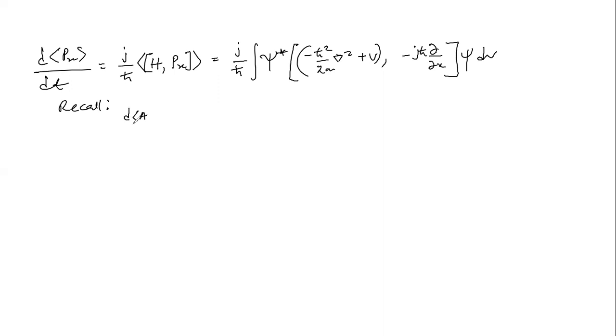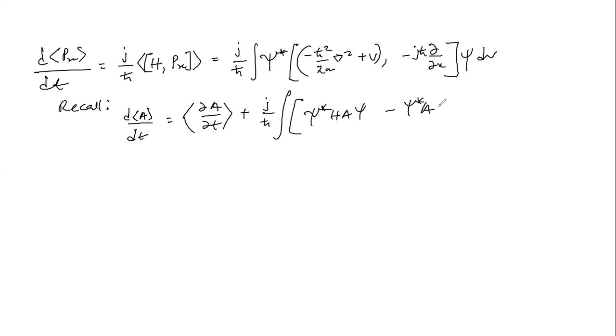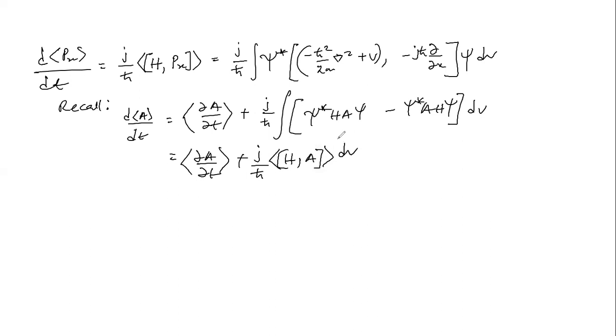That the first time derivative of the expectation value of the Hermitian operator A is the expectation value of dA/dt plus j/ħ times the integral of psi conjugate H A psi minus psi conjugate A H psi dV, which is the expectation value of the commutator of H and A. So if we invoke this parameter, we should be able to represent this in this format.